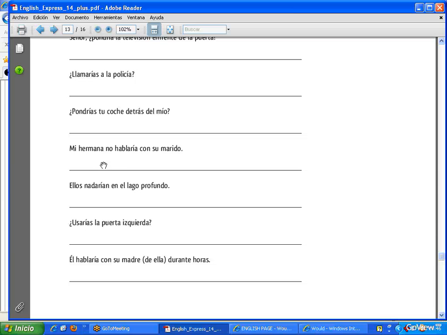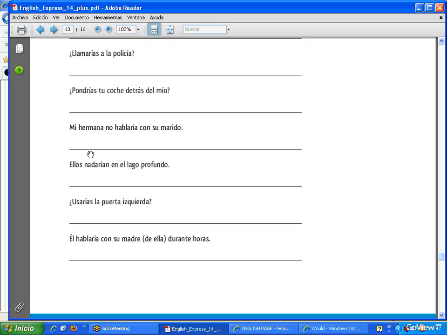Okay, she would swim. Oh, no, sorry, ellos. They would swim in the deep lake. That sounds like something from the pasado. Something that they would do hace muchos años. Hace años, okay? They would swim in the deep lake.